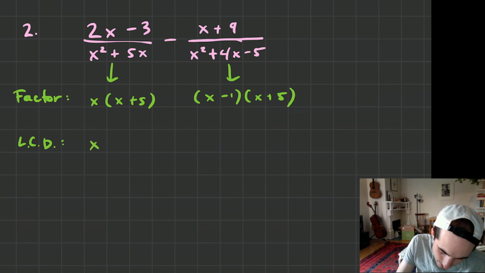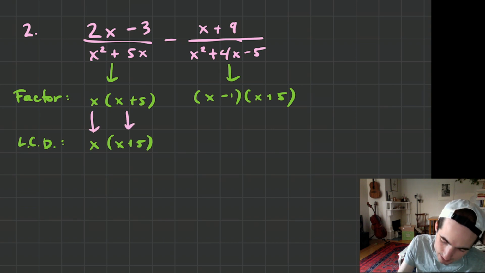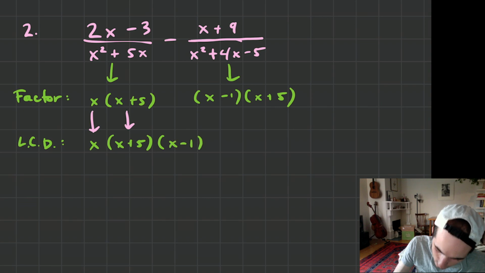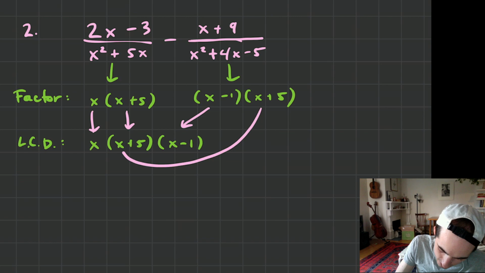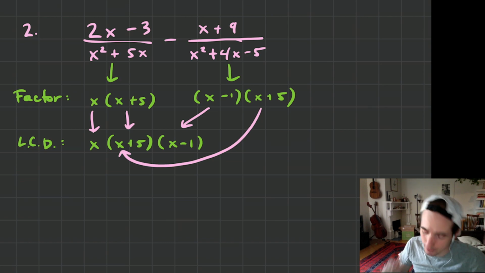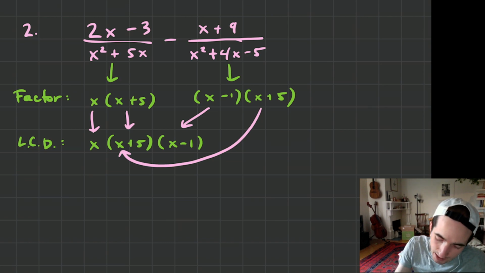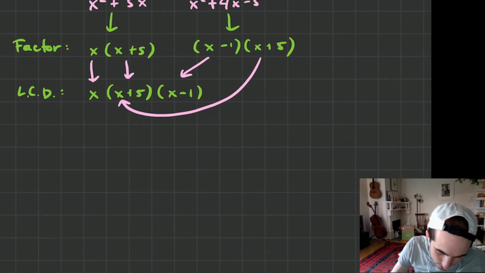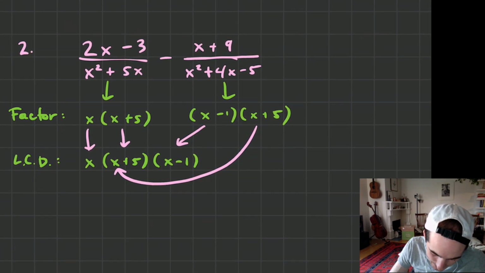Well, I definitely need x. I definitely need x plus 5. Okay, right? That's that one, and that's that one. I also need x minus 1. Got x minus 1, right? That's that one. But I already have x plus 5. That's already there, so I don't need it twice. I only have one x plus 5 that I need. So the least common denominator is x times x plus 5 times x minus 1.